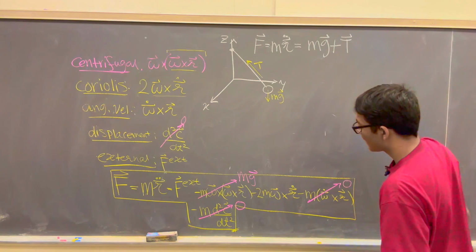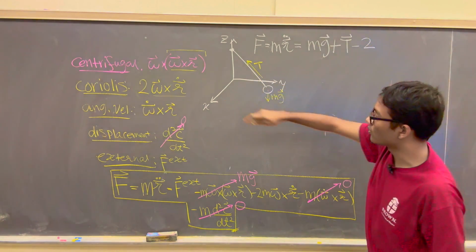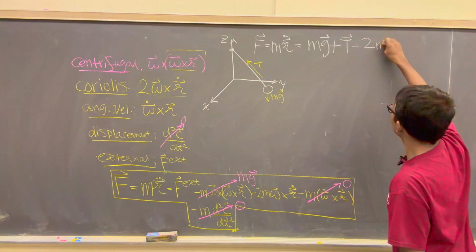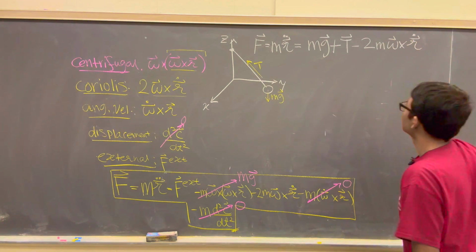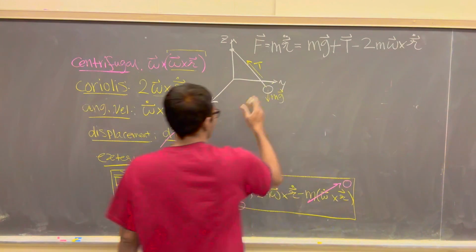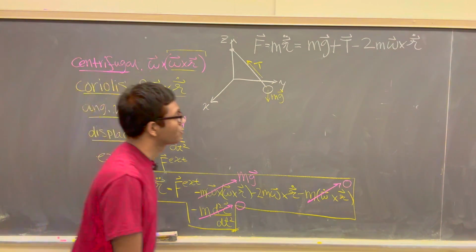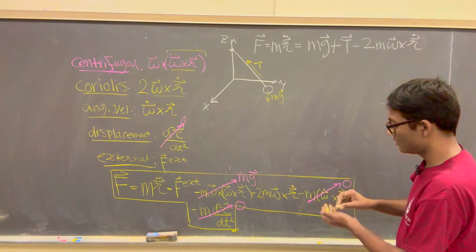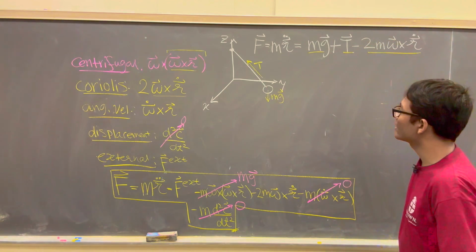We'll figure it out. And then finally, we have our last term, which is due to the Coriolis effect, minus 2m omega cross r dot. So those are all of our terms for the Foucault's pendulum in rotating reference frames. So now let's go ahead and calculate them. First thing I'm going to do is write down each of these forces in vector form.